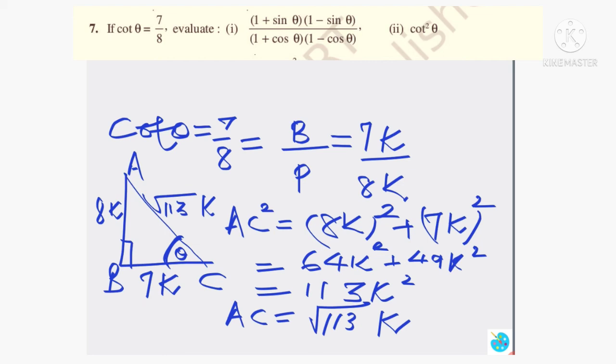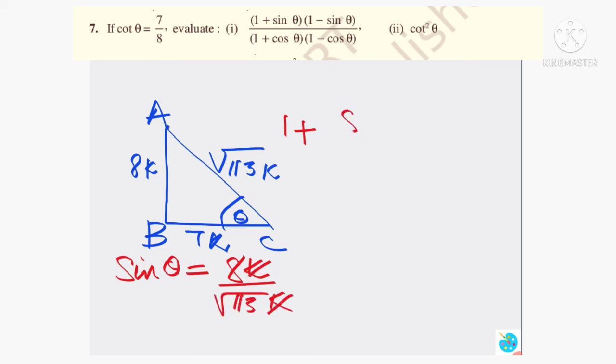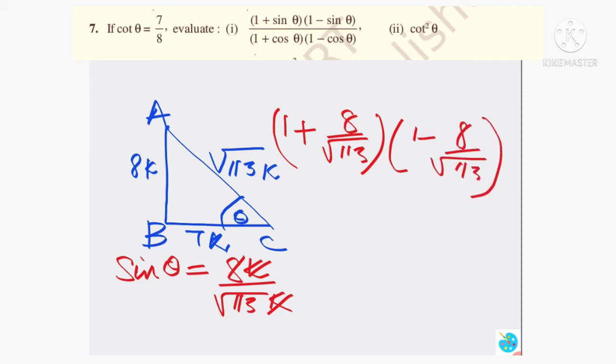Now, let us calculate the expression which we are required to find. Let us put the values in the given expression. I have 1 plus sine theta. Now, sine theta is perpendicular upon hypotenuse, so the value of sine theta is 8k by root 113 k, which gives me 8 by root 113, multiplied by 1 minus sine theta, that is 1 minus 8 upon root 113. Just write down the value here in the corner and get k cancelled so that you don't have to write k in the bigger expression.